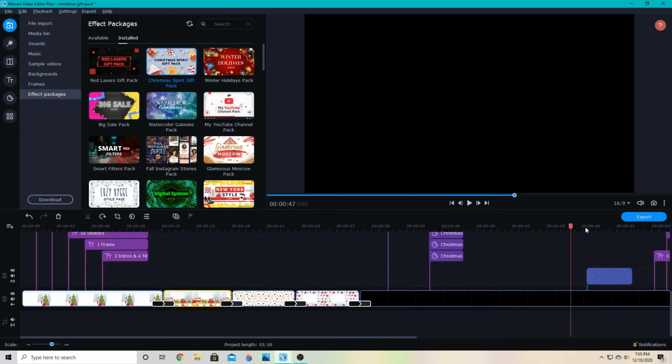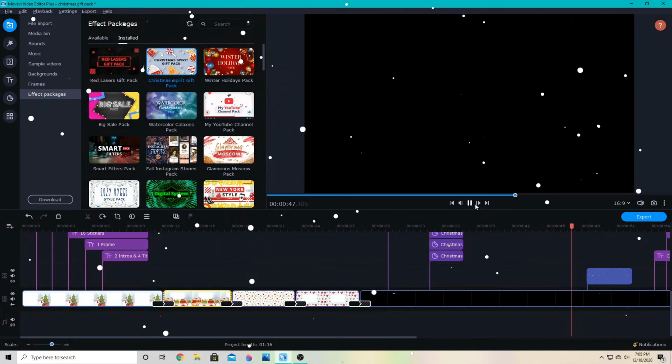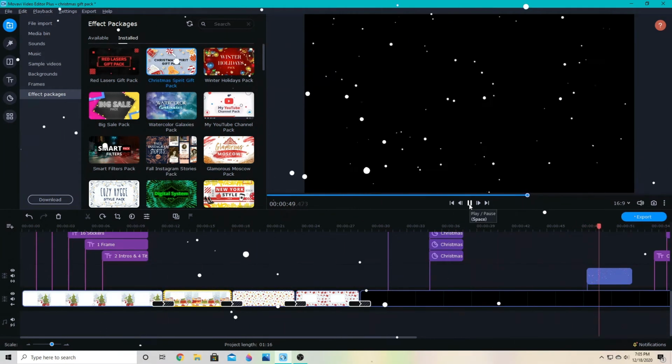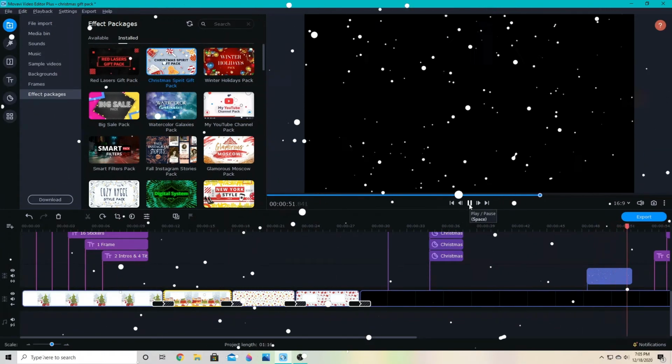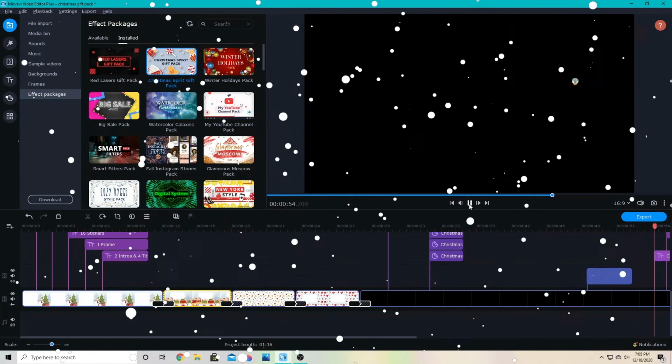Other than that, we also have this pretty cool snow frame. So I have some other snow frames, but this one is a little more cartoony. I like it. And then we have these title tracks.